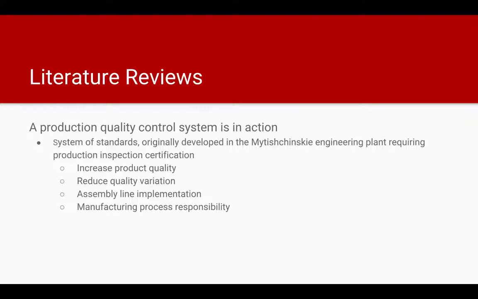To go into some of our literature reviews. The first one I looked into is a production quality control system in action. This has to do with a Japanese company that introduced a system of standards that required production inspection and certification. The reason this is important is because at each step in the assembly line, there's someone that had to sign a certificate saying that the products being transferred to the next part of the line did meet all the standards.